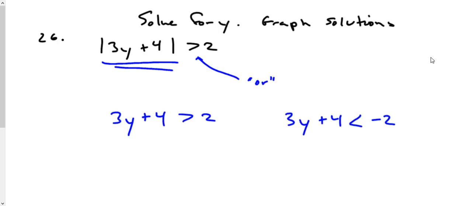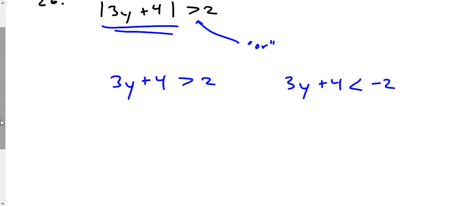All right, so we create our two different expressions. From here, we're now going to solve for y. So I'm going to subtract 4 both sides. So I have 3y. It's going to be greater than -2, and then we're going to divide by 3. So y is going to be greater than -2/3.